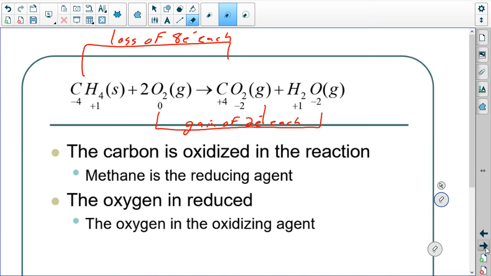One thing I want to point out while you're writing: notice the balanced equation. Each carbon lost 8 electrons. Each oxygen gained 2. I have 4 oxygens over there. I have a grand total of 8 electrons being gained. Therefore, everything is balanced. Everything follows the law of conservation of matter. The electrons lost, somebody had to gain them.